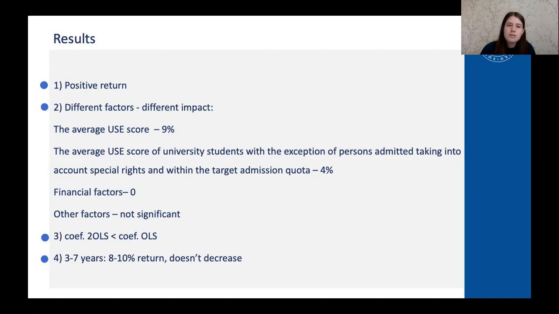So financial factors, they are statistically significant. However, their impact is close to zero, and other factors give us no significant effect.